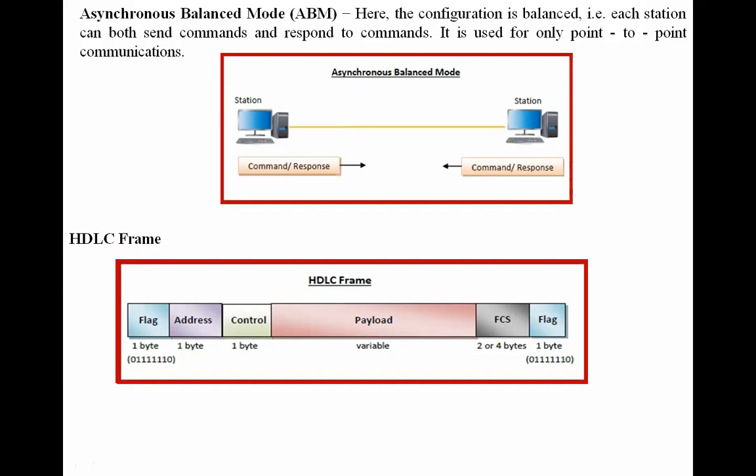The control has error control detection codes. That is, we are going to control the particular bits which are sent from the initial of this frame. And the payload consists of the data. The payload consists of data. This data can be fixed or variable.